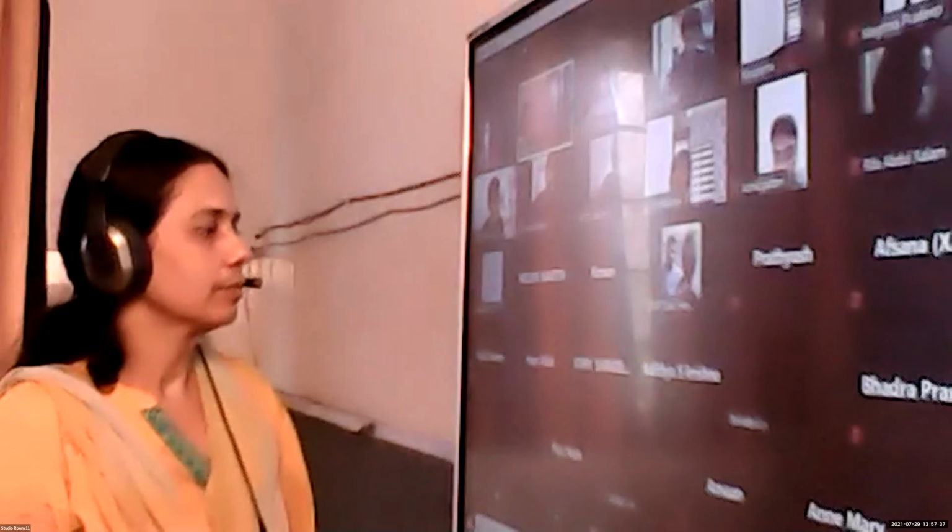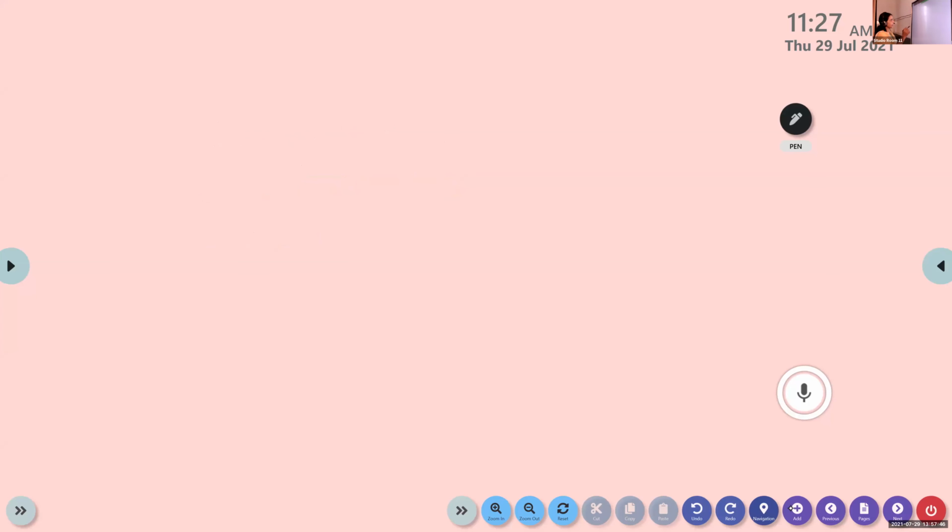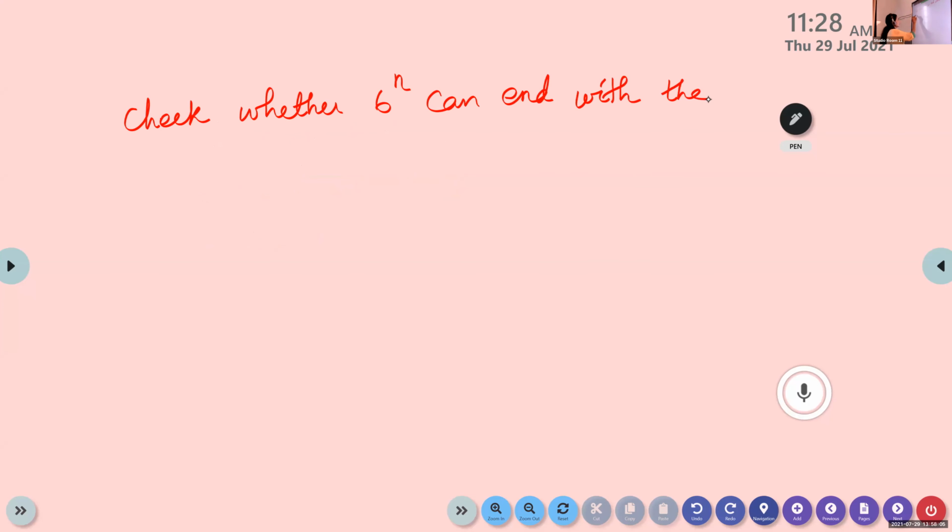Right, the next one. Next question. Check whether 6 raised to n can end with the digit 0 for any natural number n.